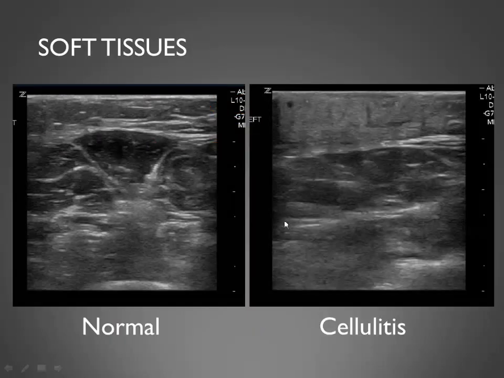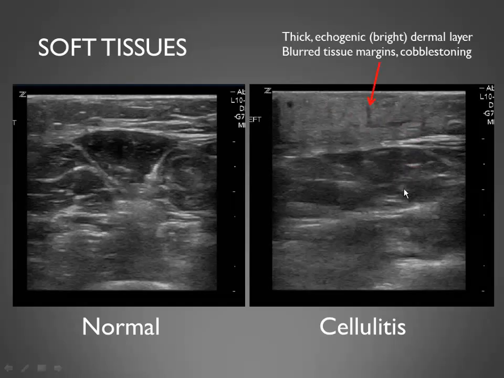Now in contrast, here's cellulitis. We don't really see good borders between dermis and sub-Q. We've got this thickened, brighter area. This is cellulitis. We see some muscle down here. This is what you might see in a soft tissue infection. There's no abscess here, there's nothing to drain here, but this is what you might see with cellulitis.